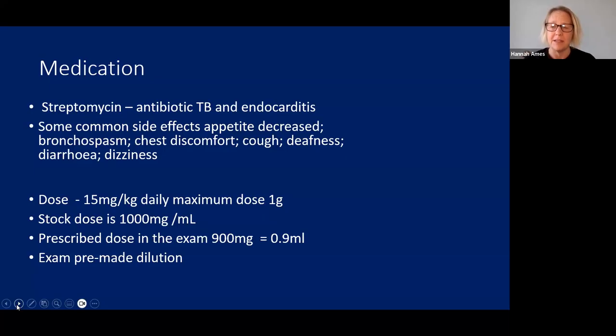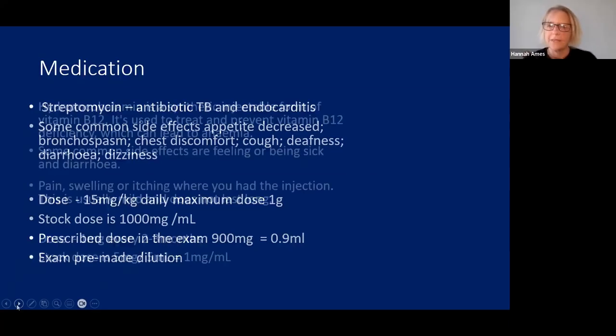And in the exam, it is a pre-made dilution. In practice, it's a powder that we'd reconstitute with water before administration, but in the exam it's just a pre-made dilution. So you just need to draw back the amount of fluid within the vial.